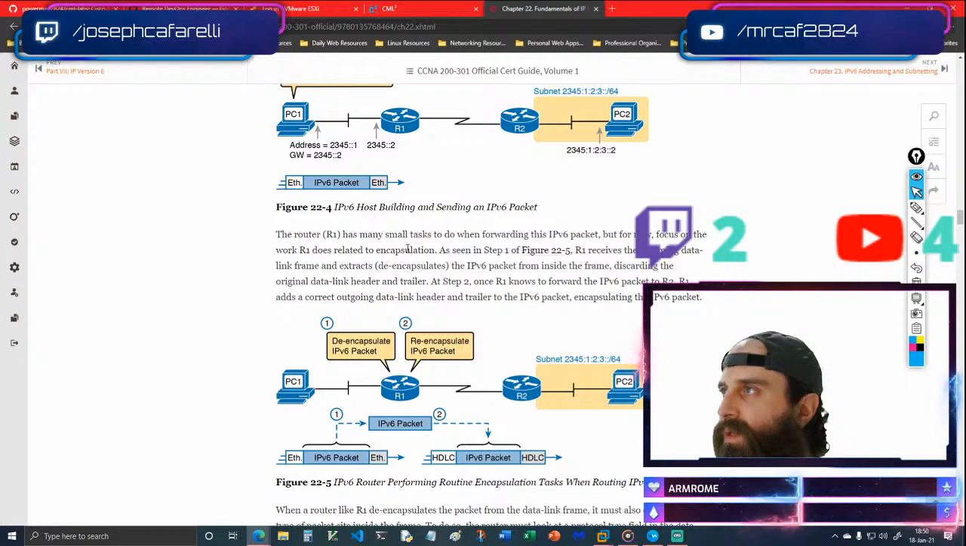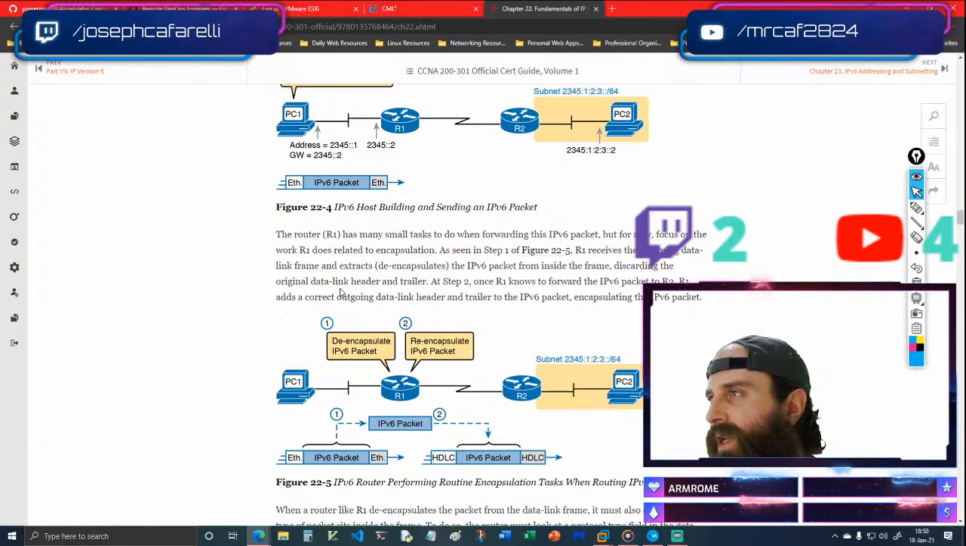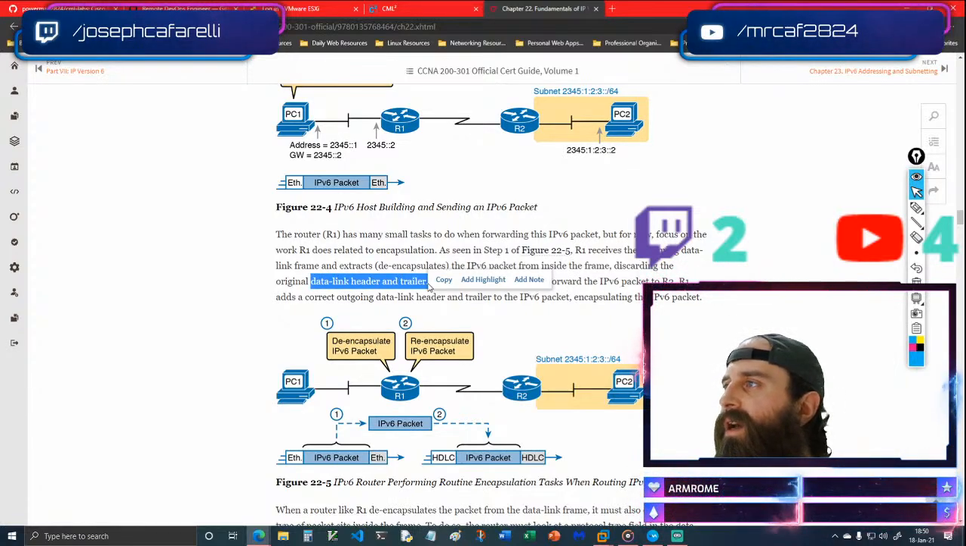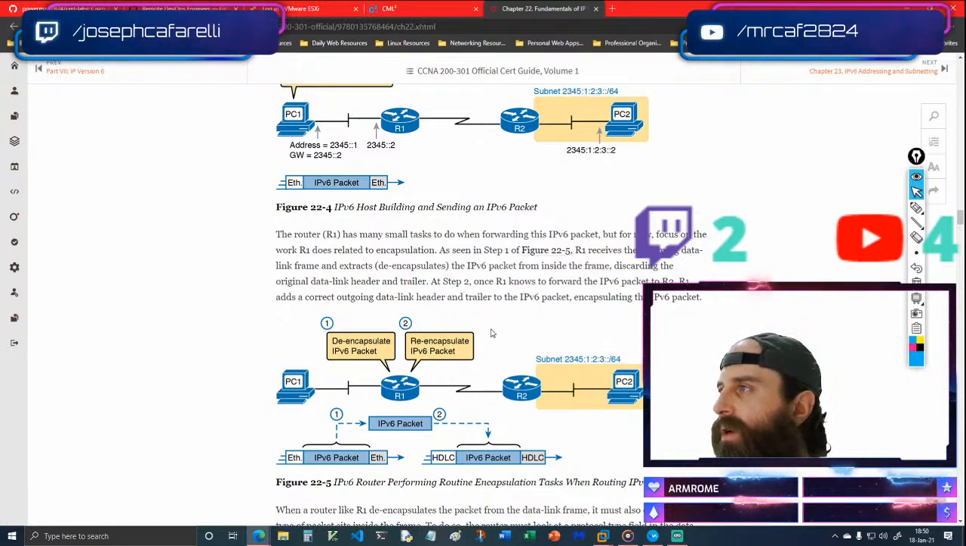The router R1 has the same tasks to do when forwarding the IPv version 6 packet, but for now, focus on the work R1 does related to encapsulation, as seen in the figure. R1 receives the incoming data link frame and extracts, de-encapsulates, the IPv6 packet from inside of the frame, discarding the original data link header and trailer. So again, it does the same thing. It gets rid of that Ethernet data link header and trailer. De-encapsulation.